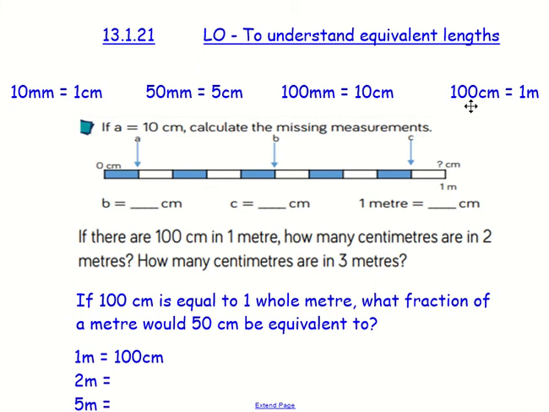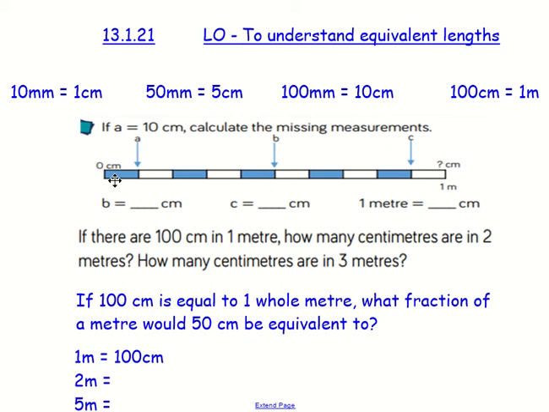And also 100 centimeters that we talked about yesterday is 1 meter. Remember the meter stick that Mrs. Corcoran has at the front of the class that we use when we're counting. Okay, so here you can see a meter stick, and it says here, if A equals 10 centimeters, calculate the missing measurements.